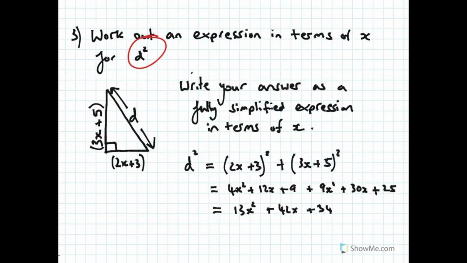It says work out an expression in terms of x for d squared. And if you did stop here, technically, you have answered the question correctly and you have formed an expression, but I think it was obvious you should really be expanding and collecting on this whole homework. So next time, maybe ask if you're not sure, and then you can expand and collect and get the full right answer. On to question 4.